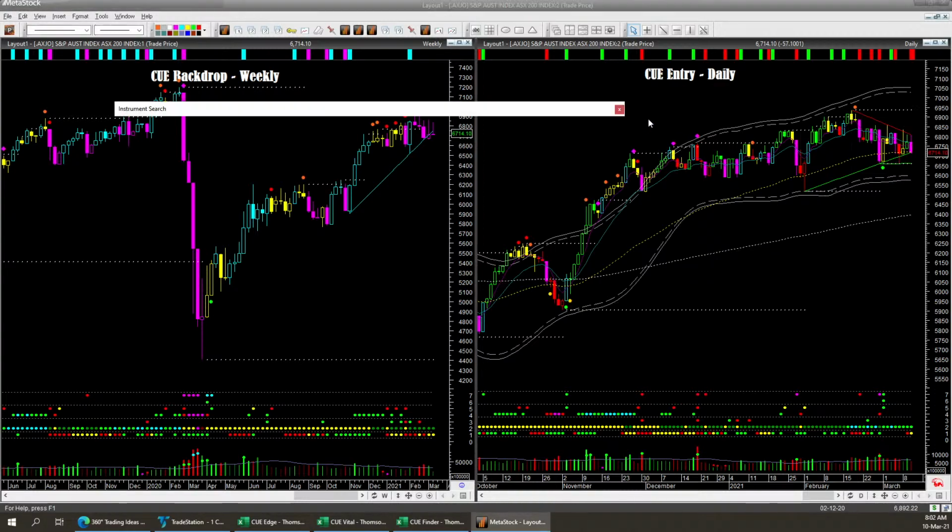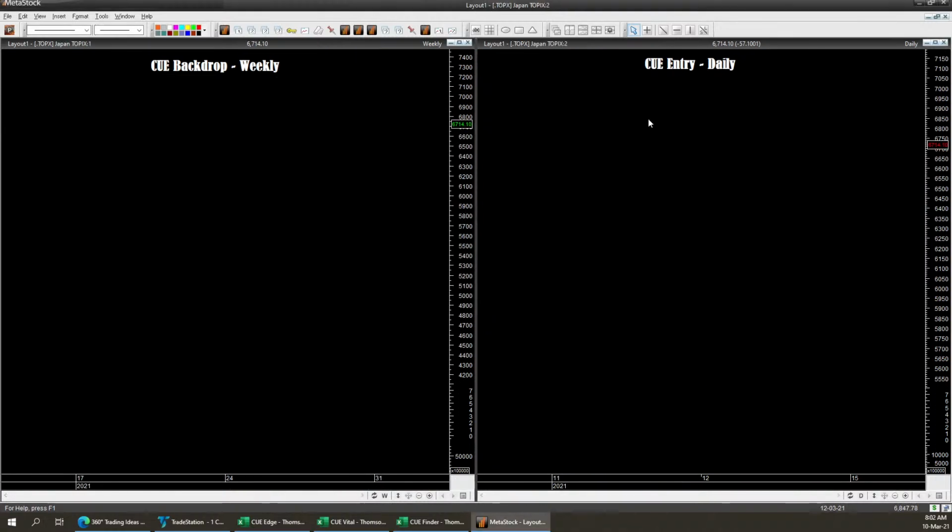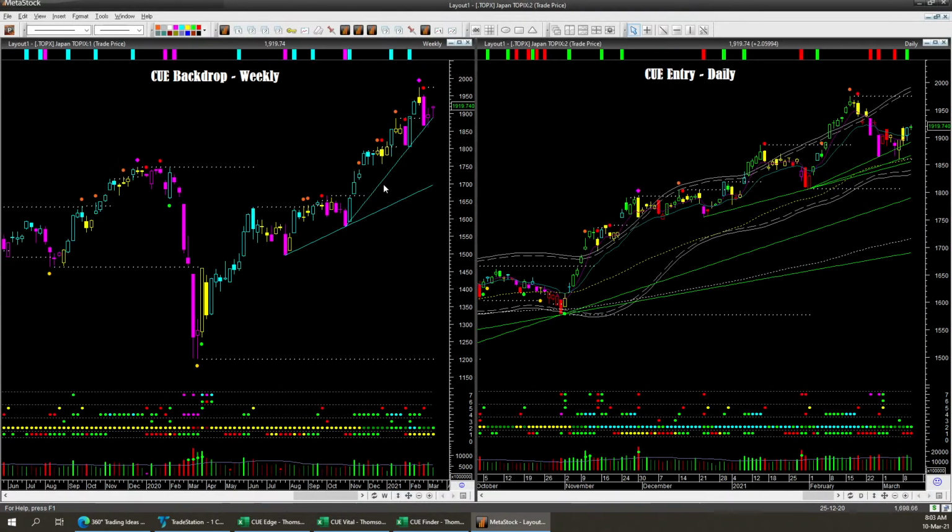Let's look at the Japanese index, Topix. In the weekly chart, the trendline support is providing good support. This week's candle shape is bullish, though the color is still magenta. In the daily also, the trend lines are providing support. Today's candle is an indecisive, very small body doji candle.